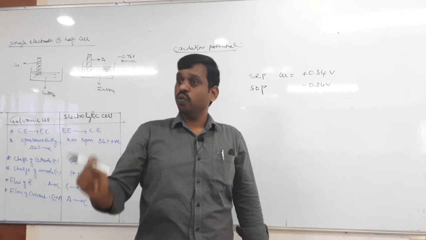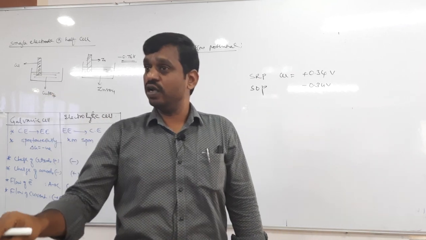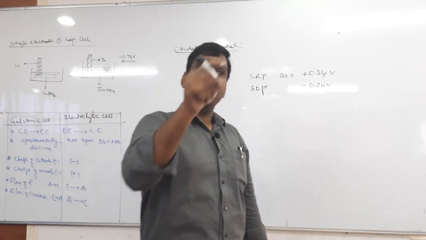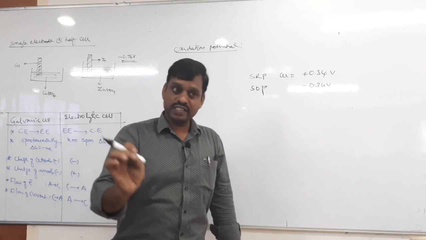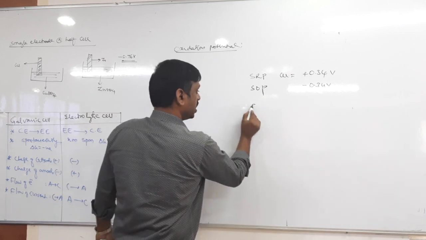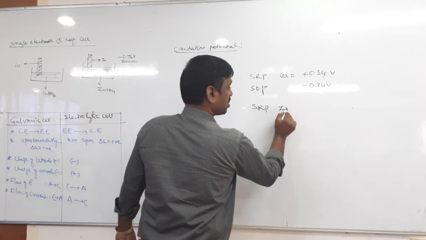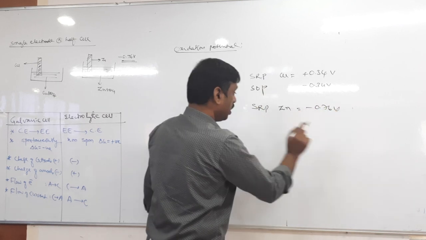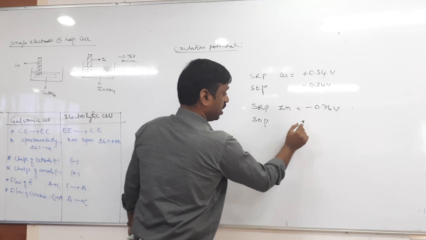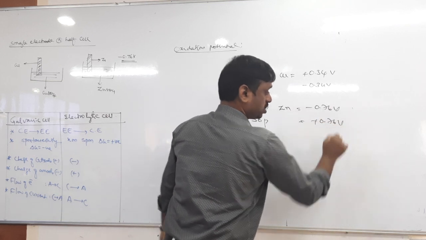It means once you know the standard reduction potential, it is possible to get standard oxidation potential by changing the sign. For example, the standard reduction potential, SRP, of zinc is how much? Minus 0.76 volt. It is a fixed value. And what is its SOP? It is plus 0.76 volt.